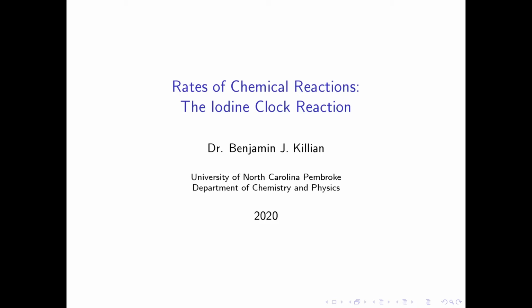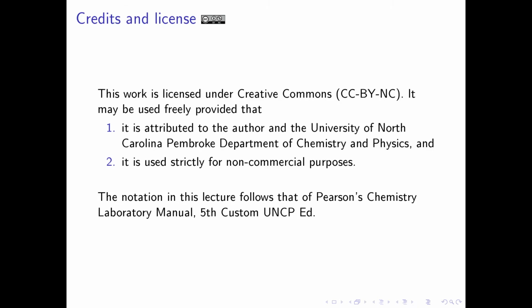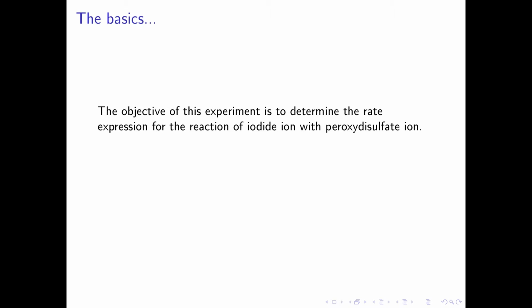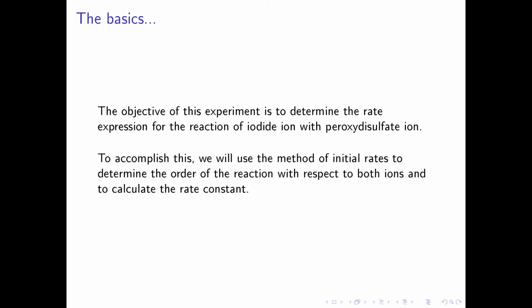Rates of chemical reactions, the iodine clock reaction. The objective of this experiment is to determine the rate expression for the reaction of iodide ion with peroxydisulfate ion. To accomplish this, we will use the method of initial rates to determine the order of the reaction with respect to both ions and to calculate the rate constant.